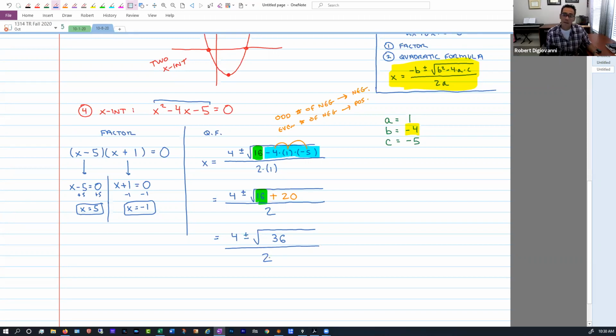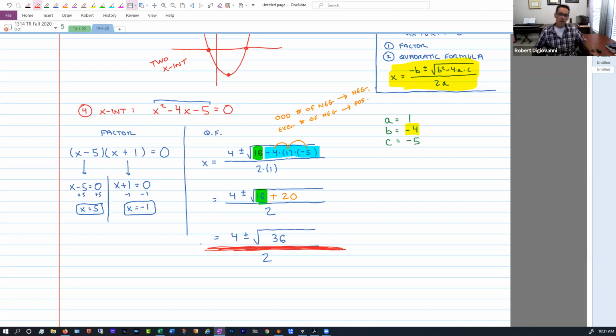Now, another common mistake I see is that students will try to do 36 divided by 2, or they'll try and do the 4 divided by 2 or something like that. You cannot do that, all right? You have to remember that this division bar is almost like a parenthesis. You have to do everything on top first, then divide by 2, all right?